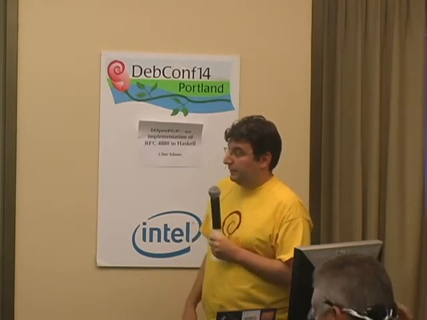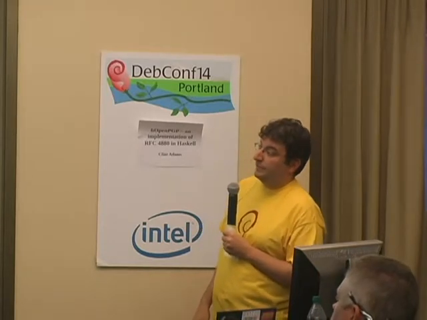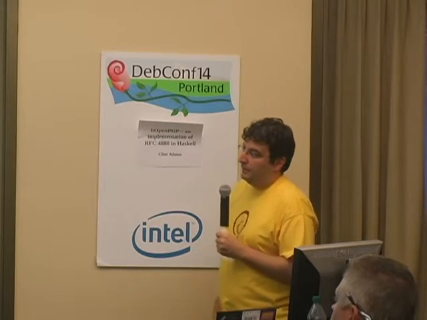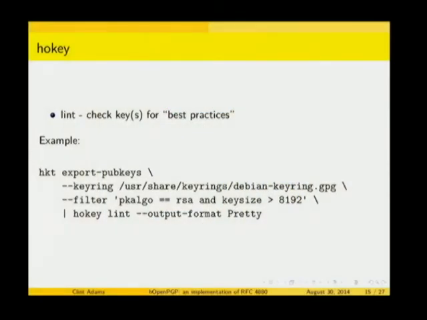Probably the most popular tool right now is Hokey, which has one subcommand, which is lint, and that aims to let you know how you're doing with regard to the OpenPGP best practices document published by RiseUp.